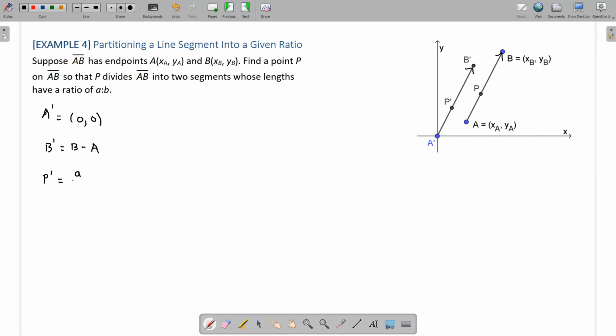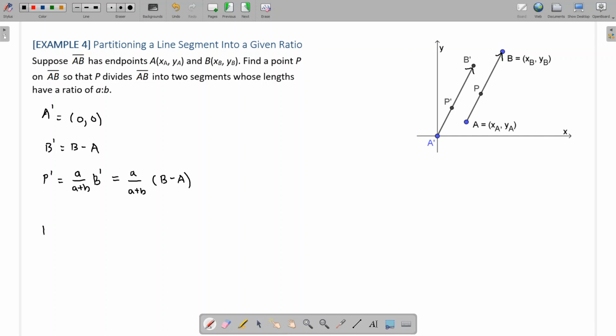Well, the scale factor is a over a plus b multiplied by this image point here, multiplied by b prime. Now this one we could write a little bit more cleanly because we know b prime is this. So it's really a over a plus b times b minus a. And again, what this is saying is take the coordinates of b, subtract the coordinates of a, and then multiply it by this scale factor.